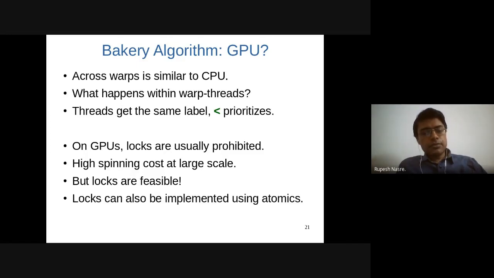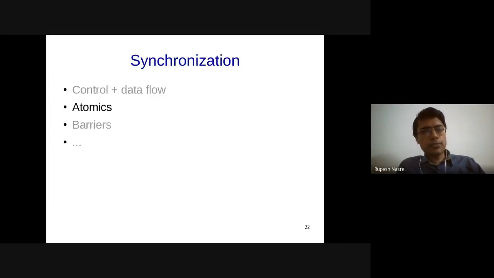One of the favorite implementations of locks is not only using data and control flow as we saw earlier, but it can also be nicely implemented using atomics, which seems to be a more popular way of implementing locks, even on the CPU. So we'll see how that needs to be done now. This brings us to the second part of synchronization, which is atomics. Any questions so far on control and data flow?